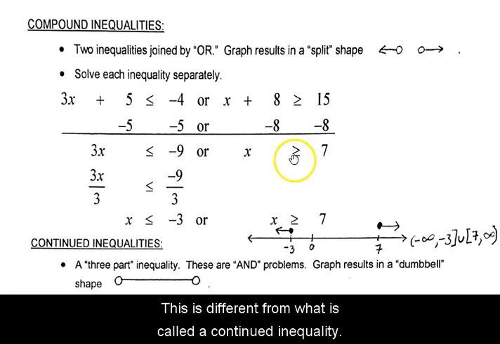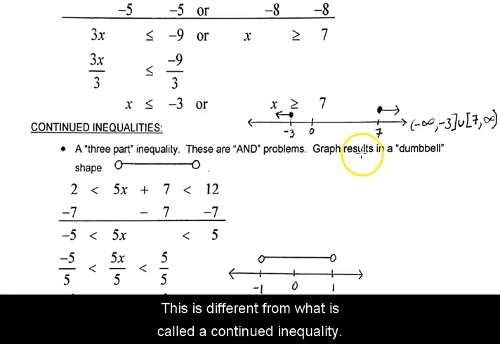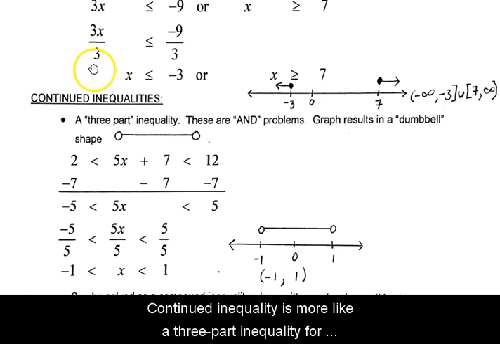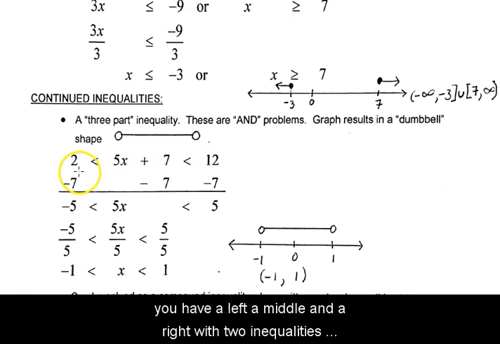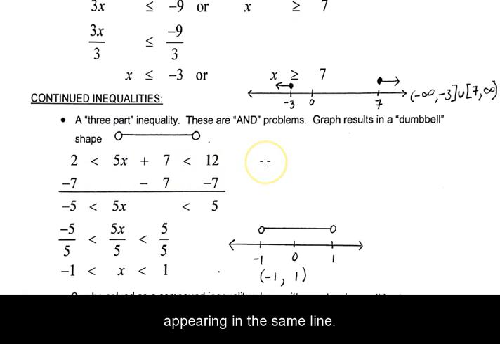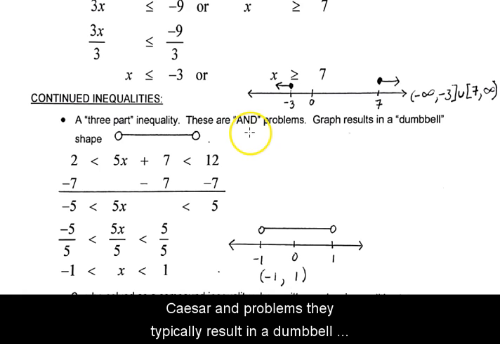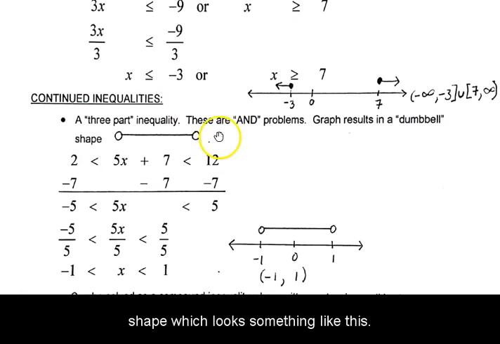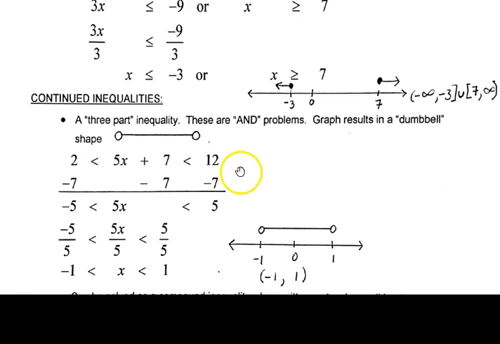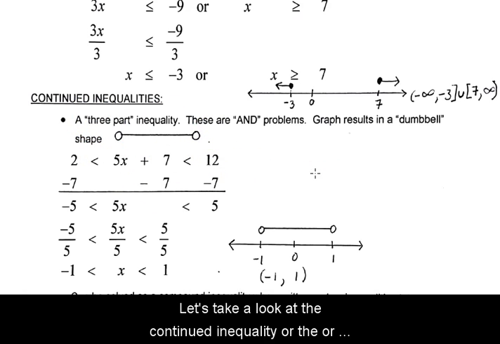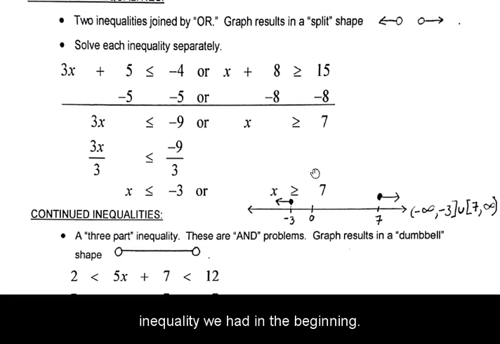This is different from what is called a continued inequality. A continued inequality is more like a three-part inequality where you have a left, a middle, and a right with two inequalities appearing in the same line. These are AND problems. They typically result in a dumbbell shape, which looks something like this. Let's take a look at the compound inequality, the OR inequality we had in the beginning.